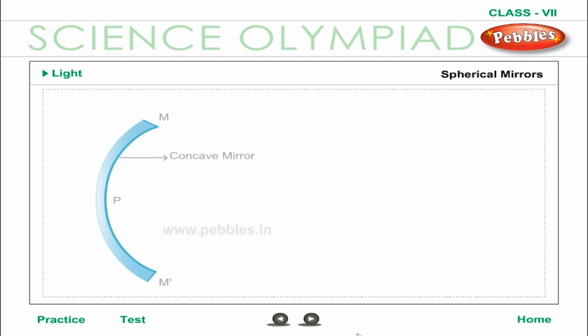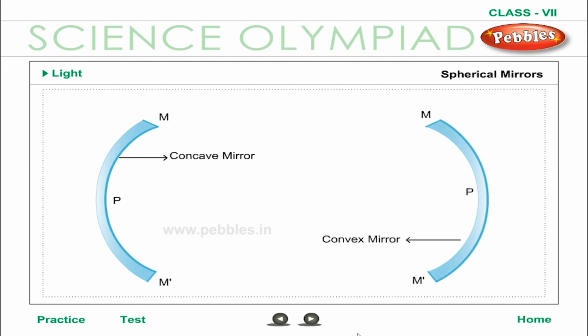Spherical mirrors. There are two types of spherical mirrors, one concave mirrors and two convex mirrors, as shown in the figure. In a concave mirror, its inner surface is polished, and in the case of a convex mirror, its outer surface is polished. Usually, a spherical mirror is represented by drawing its section.